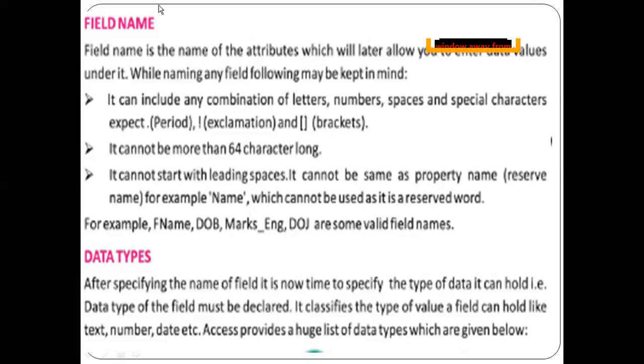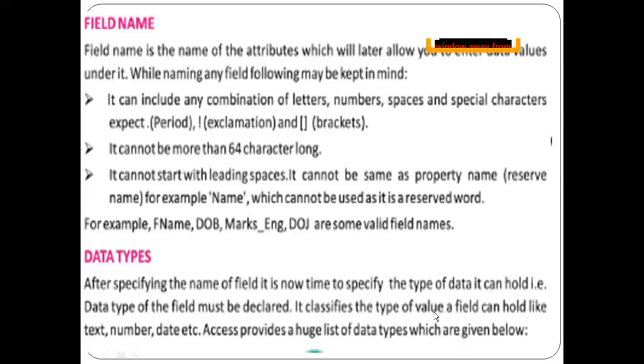So this was regarding the field. The second important topic in this is data types. After specifying the names of the field, it is now time to specify the type of data it is going to hold. Now, when I say please enter your first name, meaning the name of that particular child, we have to be very specific. If it is a name, it is understood there should not be any numbers in it. So while specifying, I have to take it as text. So the data type of the field must be declared.